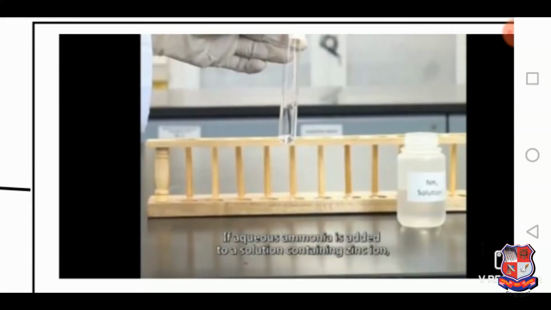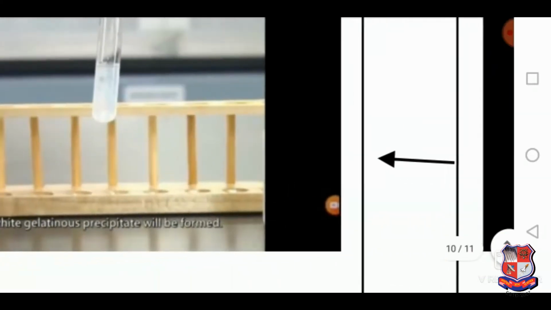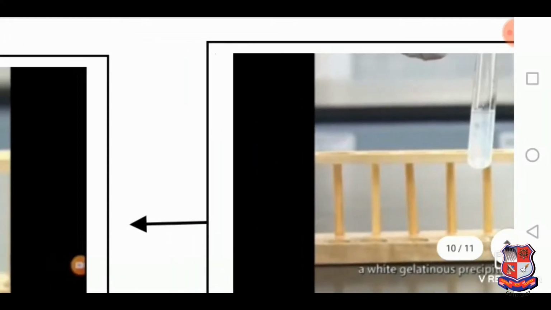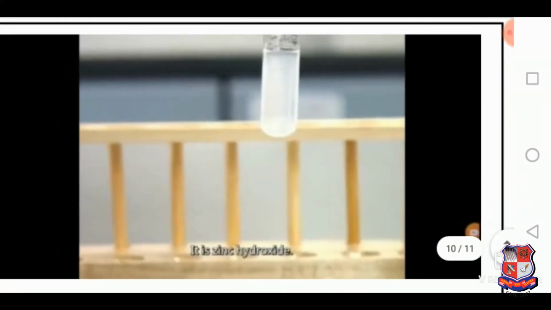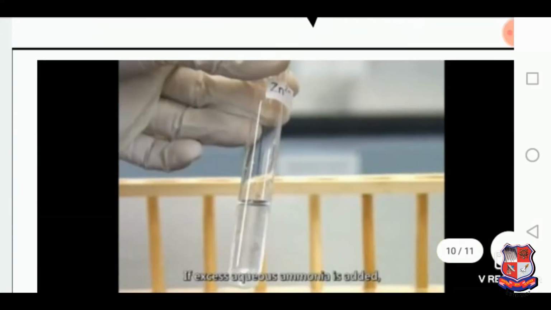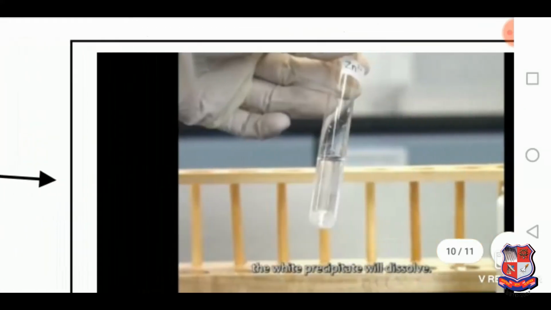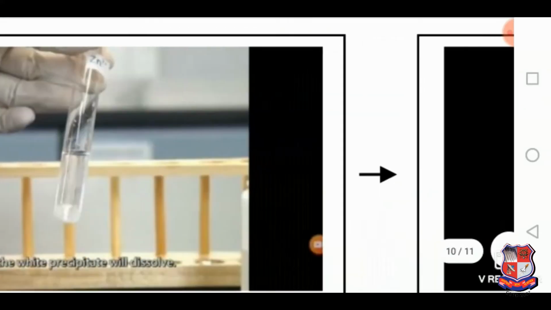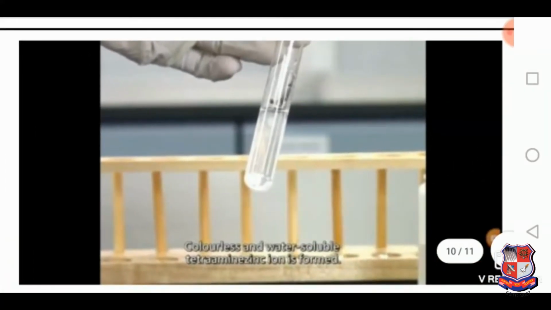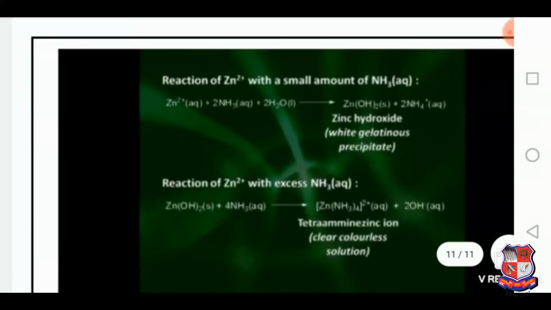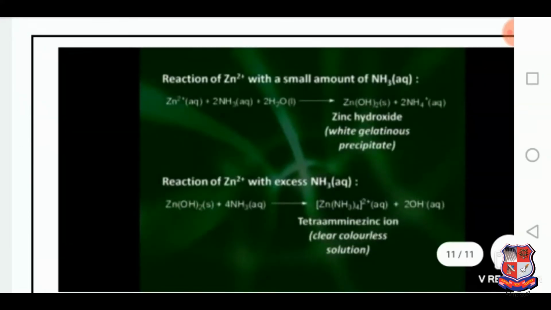If aqueous ammonia solution is added to a solution containing zinc ion, a white gelatinous precipitate will be formed. It is zinc hydroxide. If excess aqueous ammonia solution is added, then the white precipitate will dissolve. Colorless and water soluble tetraammine zinc ion is formed. This is the reaction of zinc ion with the aqueous ammonia and with the excess of aqueous ammonia.